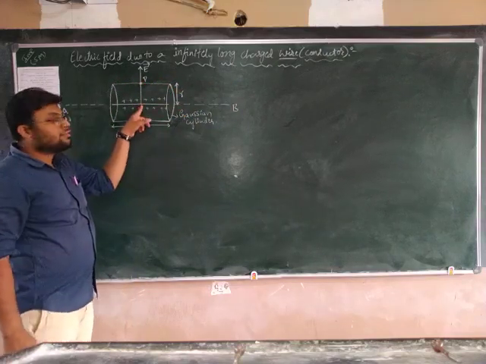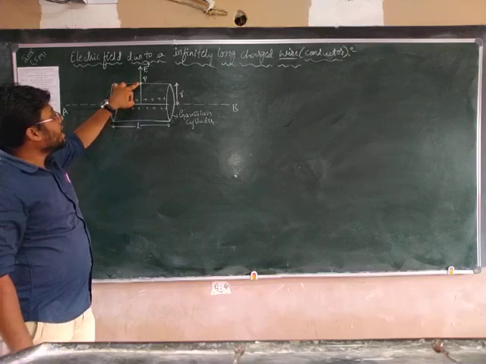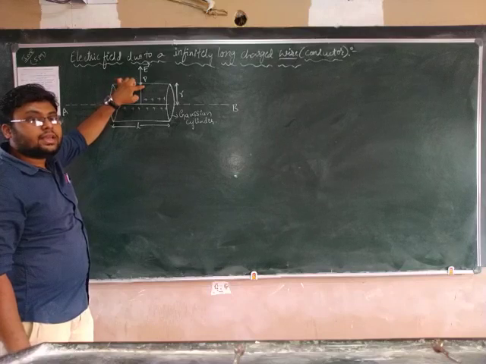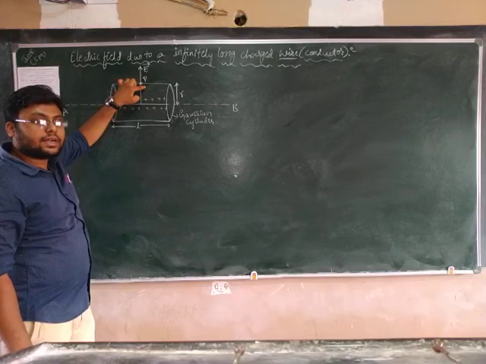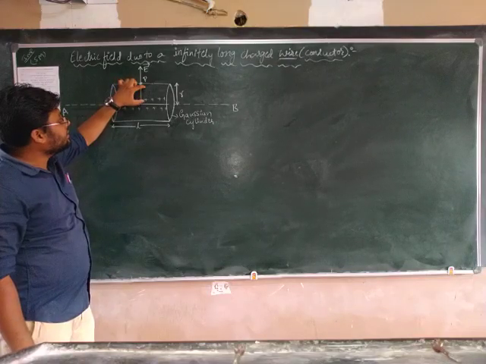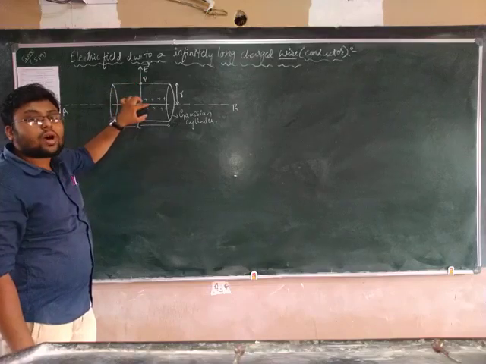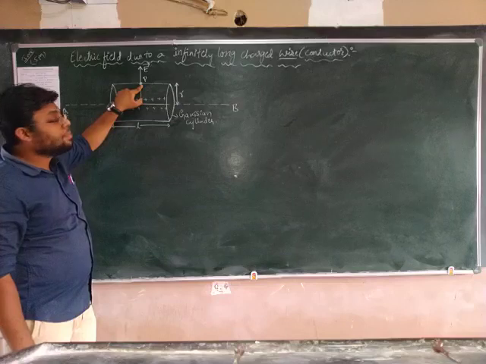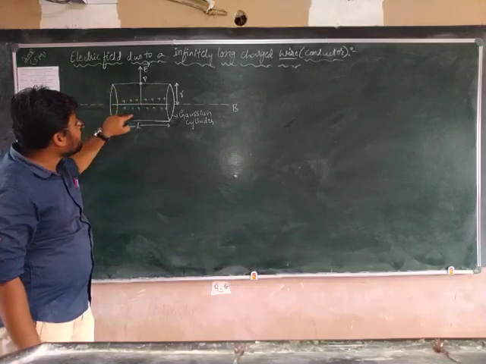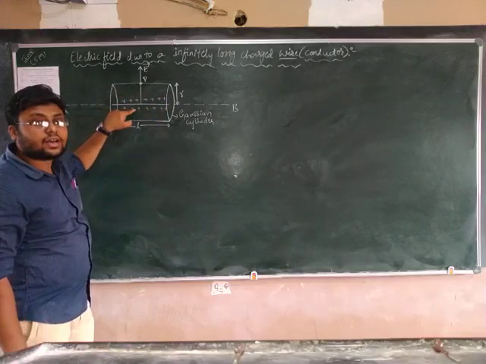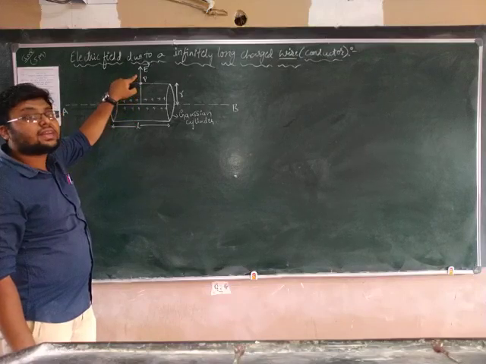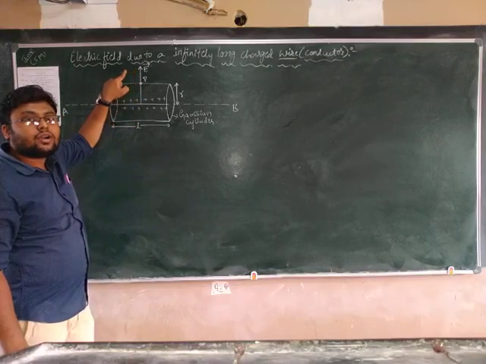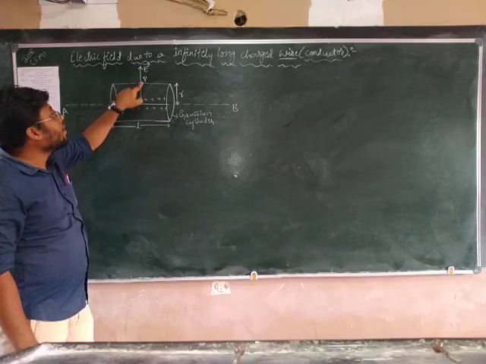Now I need to find the electric field at this point P. P is a point at a certain distance from this charged wire. At this point P, due to the presence of charges on the surface of the wire, we are going to get an electric field. It will be in this direction. Now I want to find out the electric field at point P.